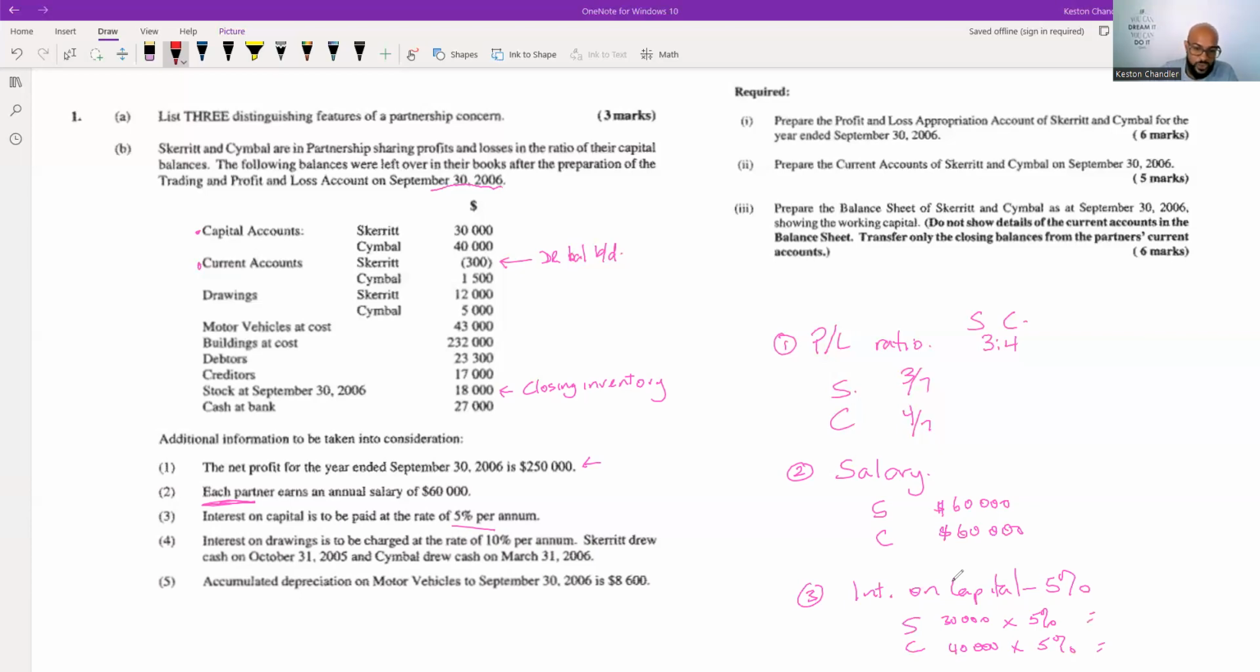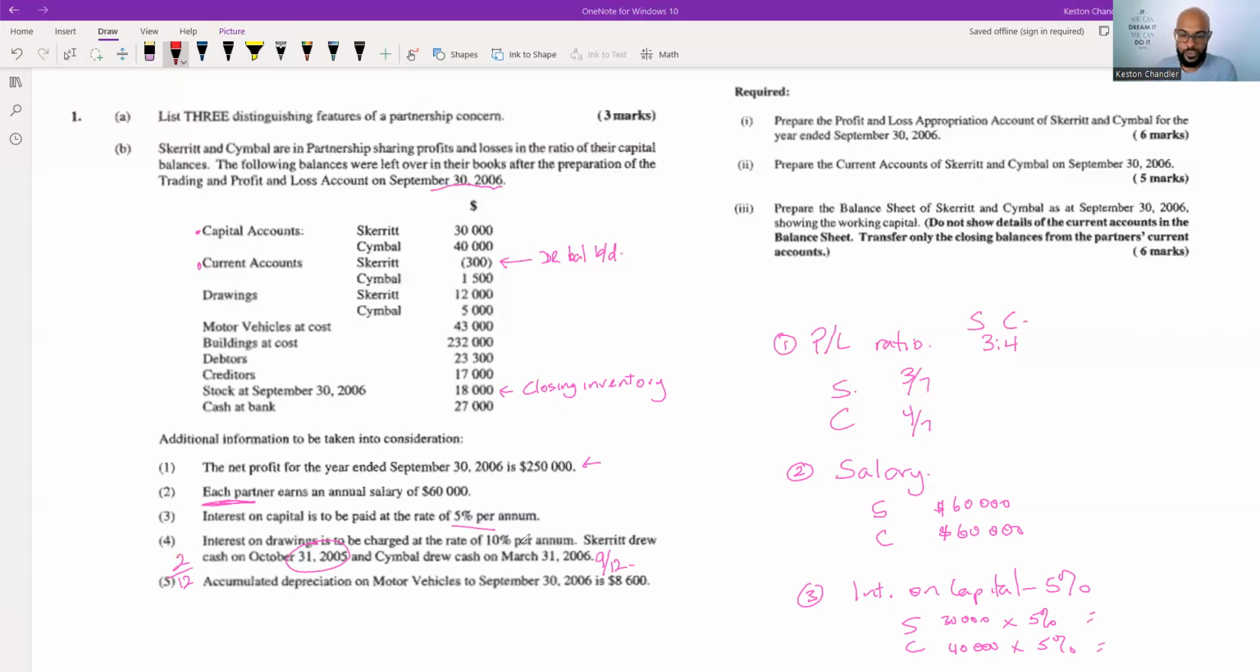Skeritt drew cash on the 31st of October. Remember I taught you to do this? So that means October, you're checking from November, December. Right? So this is 2 out of 12 months. Just remember that. And Cymbal drew cash on the 31st of March. So you're checking April, May, June, July, August, September, October, November, December. 9 months. So this one is 9 on 12. Right? So you're doing 2 12s and 9 12s. Right? Remember how you do that?